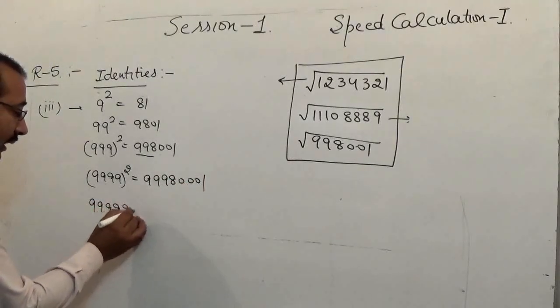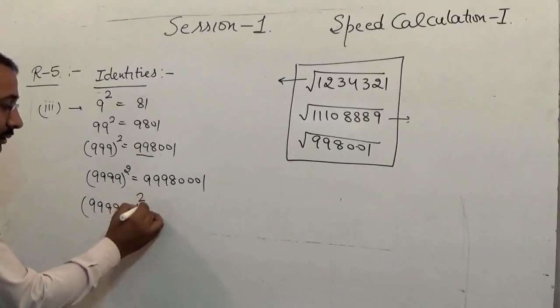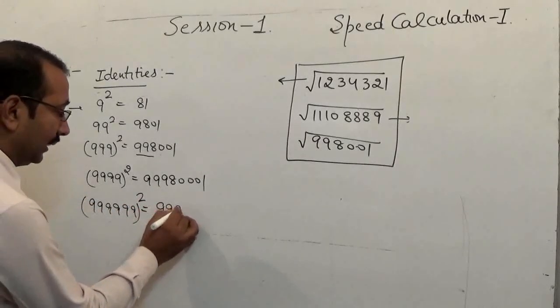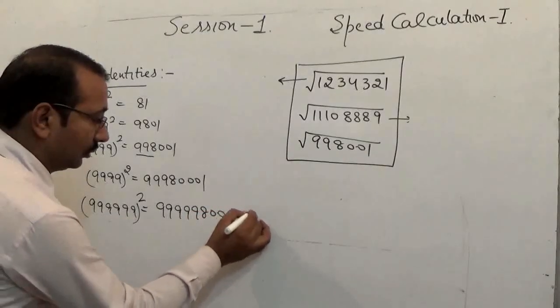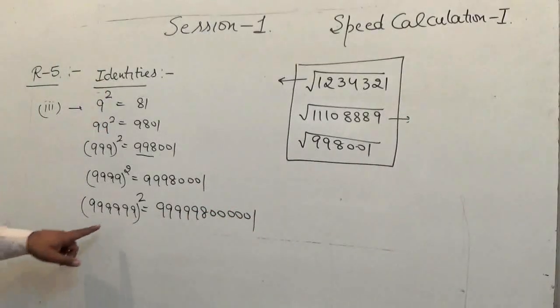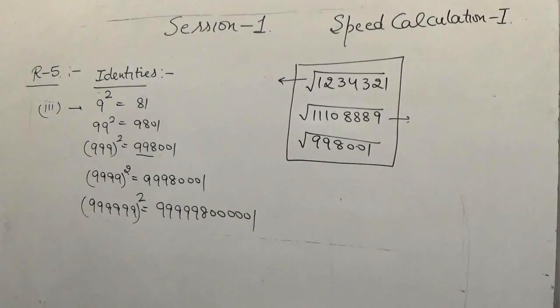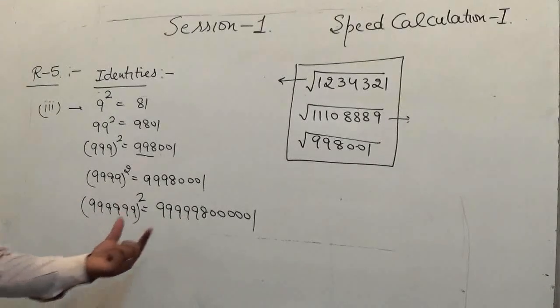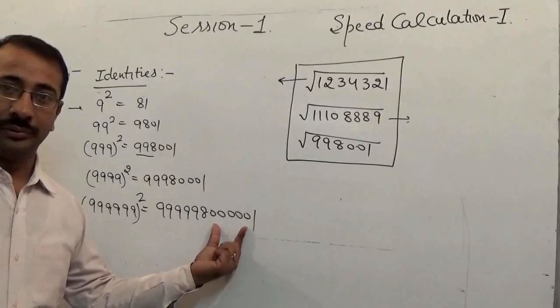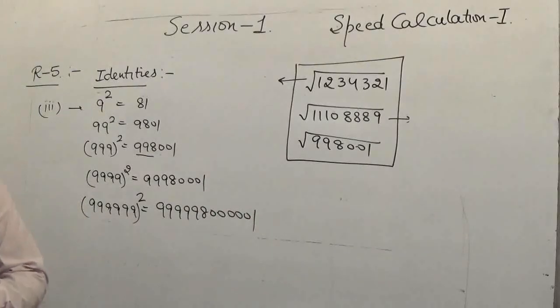999999, 6 times, we have to answer it. So I can make it as 99998000001. Means I have to subtract 1 from the given number. This will give me 999998. Then 5 times 9, and in the last I have to put 1. It will state my answer.